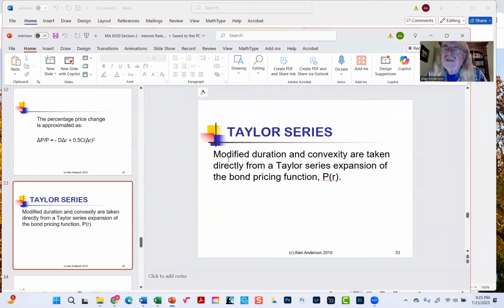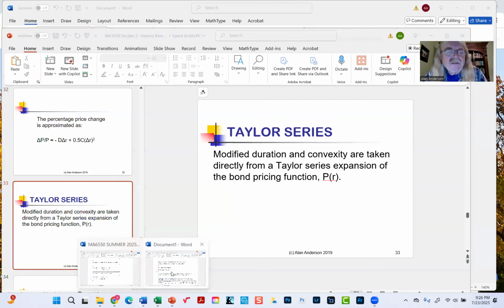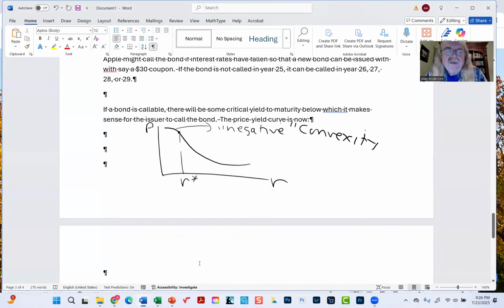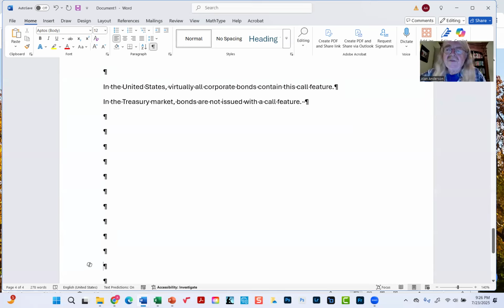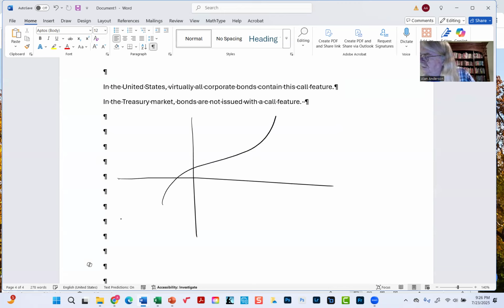Now, here we go. Speaking of Taylor series, modified duration and convexity are taken directly from a Taylor series expansion of the bond pricing function P of R. If you remember the way a Taylor series works, you've got some function and limited knowledge of it. You may not even know the full functional form. You may only know some parts of the curve. And so, let's say right about here, we'd like to have a Taylor series approximation.